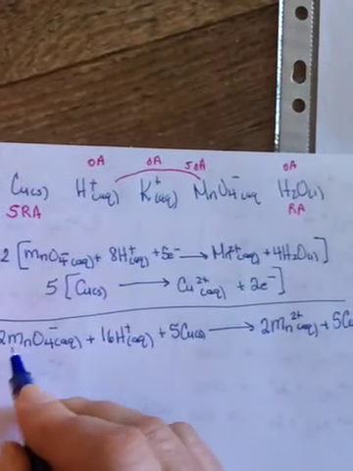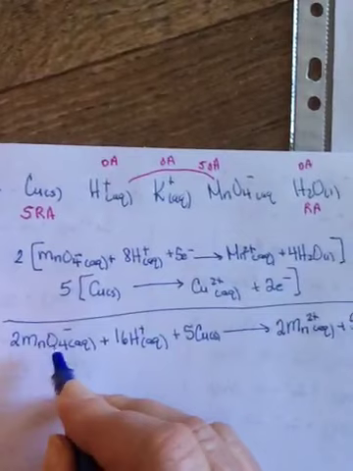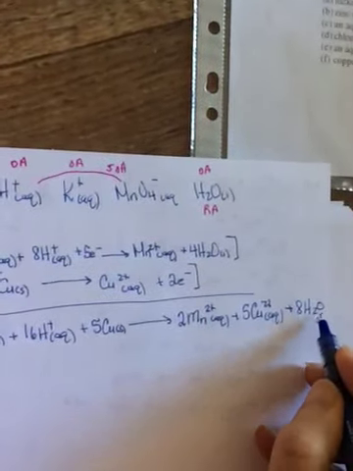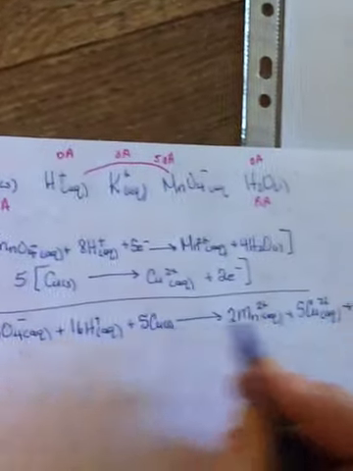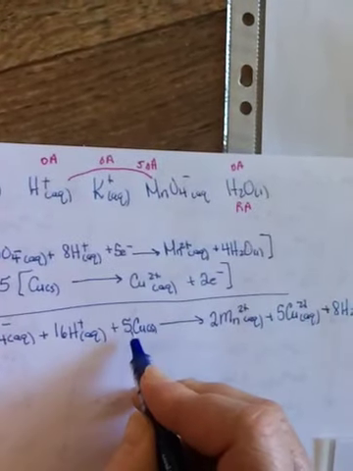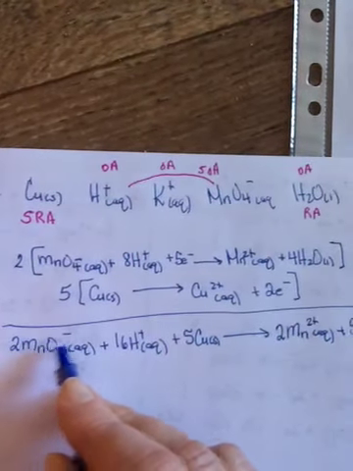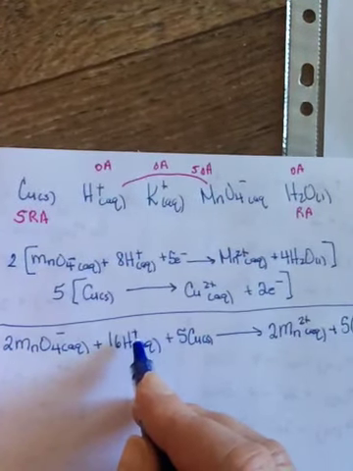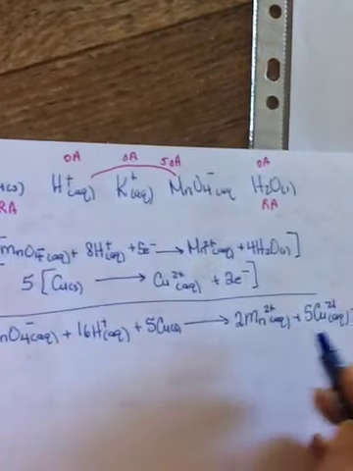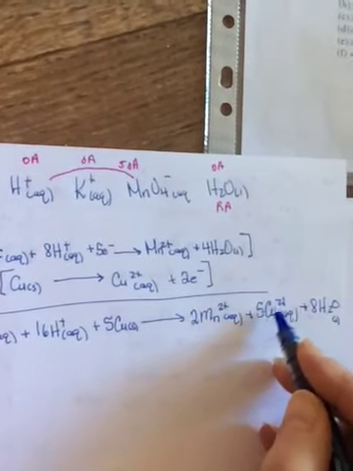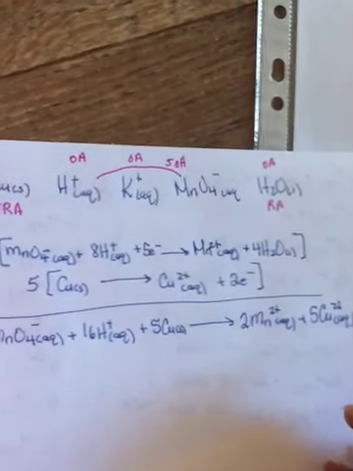You can double check: 2 Mn's, 2 Mn's. We have 8 O's here. We have 8 O's over here. We have 16 H's, 16 H's, 5 Cu's, 5 Cu's. If we add up the charges, negative 2 plus 16, so plus 14. Here we have plus 4 and plus 10, plus 14.